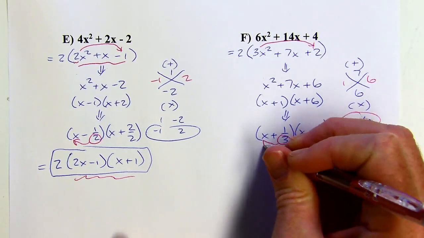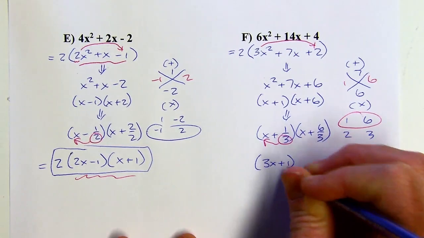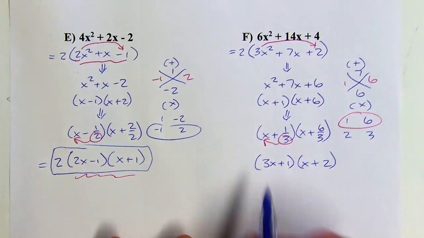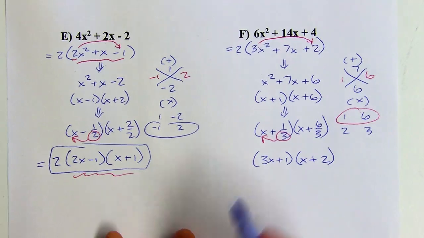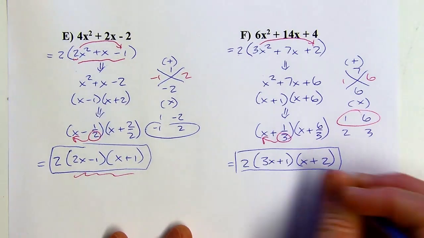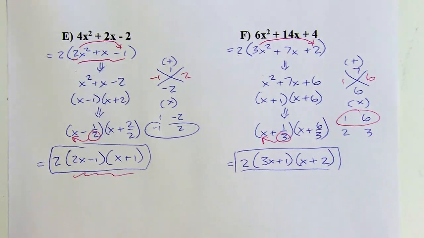1/3 you can't reduce, so pull the 3 out in front of the x. And then 6 over 3 is 2. And don't forget, we factored out a 2 way at the beginning. So that's part of my answer as well. Okay, so all this work I was doing here was just for the trinomial part, but I still have the 2 as a factor. Okay?